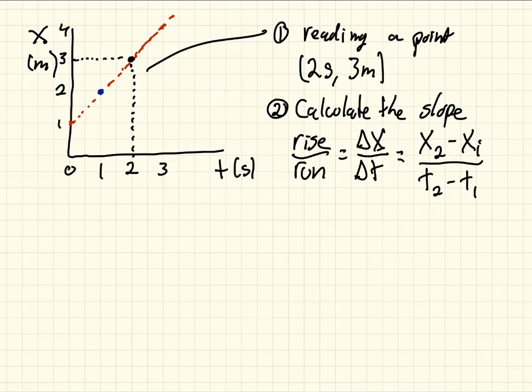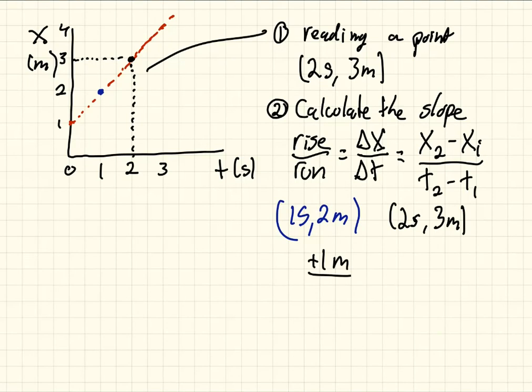So now my 2 points: we have at 1 second, 2 meters, and our original first point, at 2 seconds, we are at 3 meters. So the change in x, we go from 2 to 3, so that's plus 1 meter, divided by the change in time, which is plus 1 second. So we have a slope of 1 meter per second. And it's really important that we think about the units as well, not just the number there.